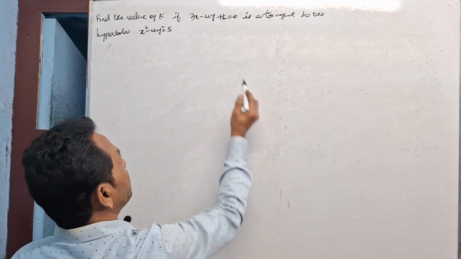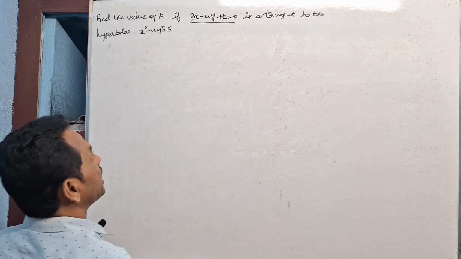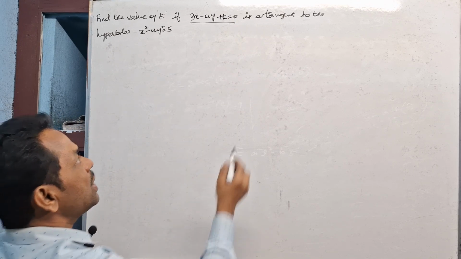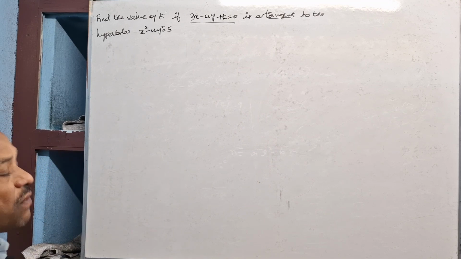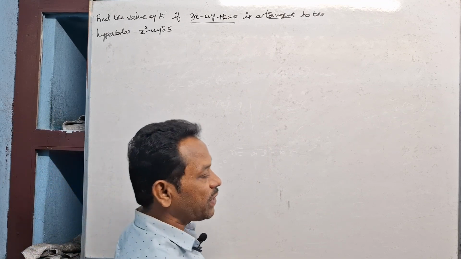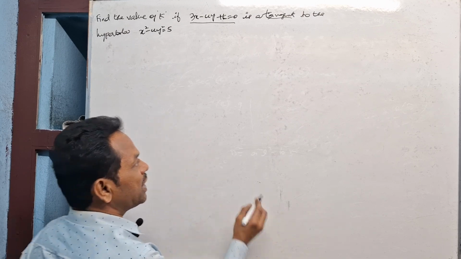Bachcho, in this question it is given that the line 3x minus 4y plus k equal to 0 is a tangent to the hyperbola x square minus 4y square equal to 5. We need to find the value of k. Bachcho, make a note of this.